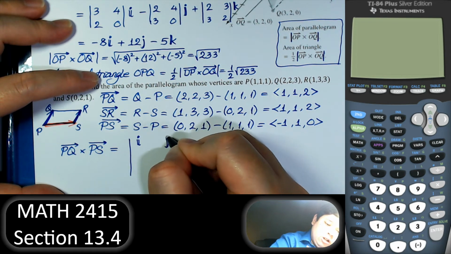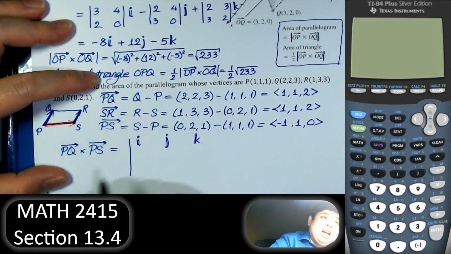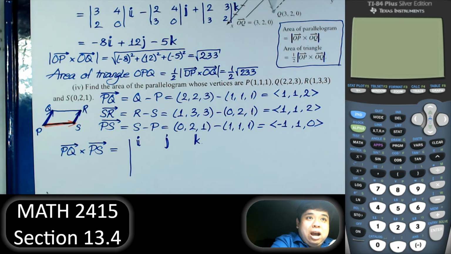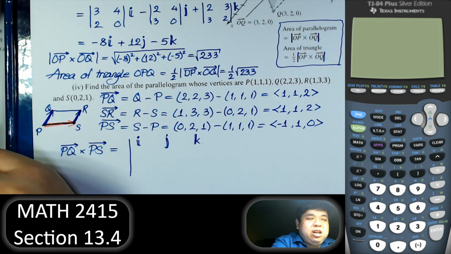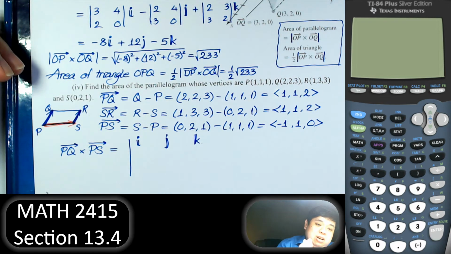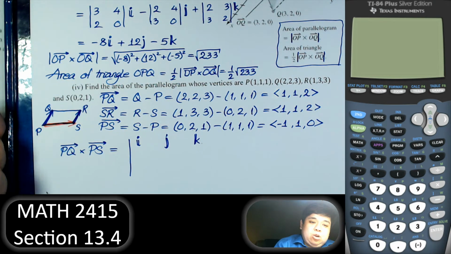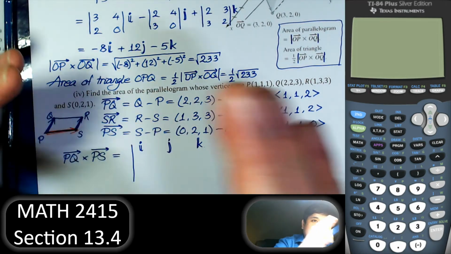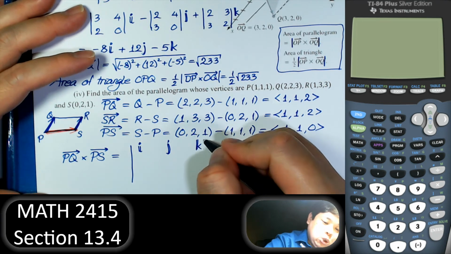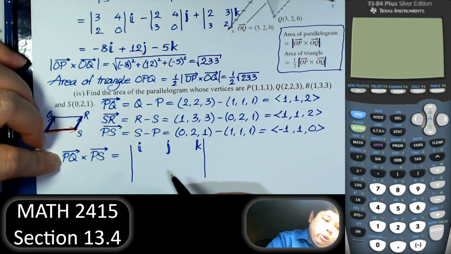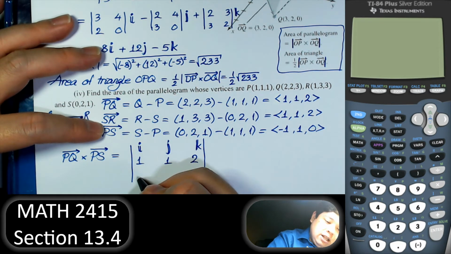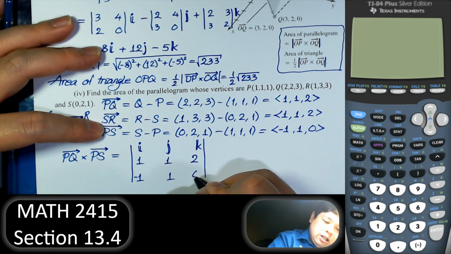I, J, K. It doesn't matter whether it is PQ cross PS or PS cross PQ, because after that we take the magnitude. So whether it's positive or negative doesn't matter, because in the end we take the magnitude. Whether it pointed up or pointed down, as long as the magnitudes are the same, we are good. So PQ is 1, 1, and 2, and PS is negative 1, 1, and 0.